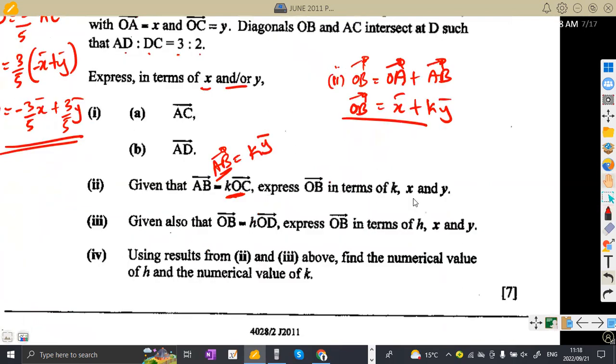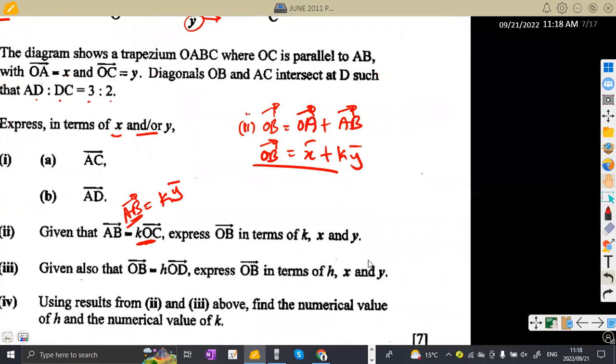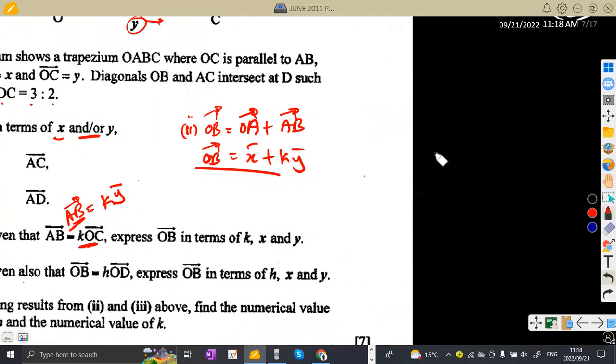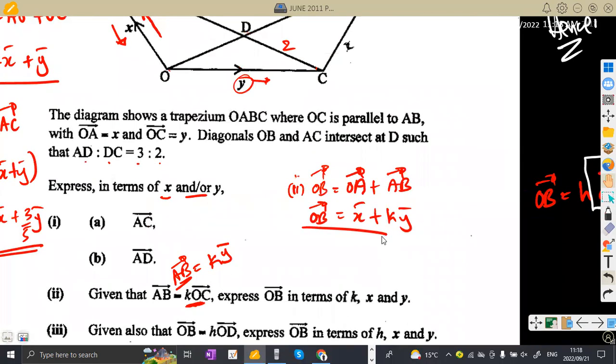Then let's see the other part. We are also given another condition here, given also that OB is equal to h times OD, expressed in terms of h and, the same vector OB. We are given that OB is h OD. So this is what we have here: OB is equal to h OD. Do we have OD? That is the question we are supposed to ask ourselves now. Do we have this vector OD? Let's cross-check if we calculated this before, or if we do not have it.